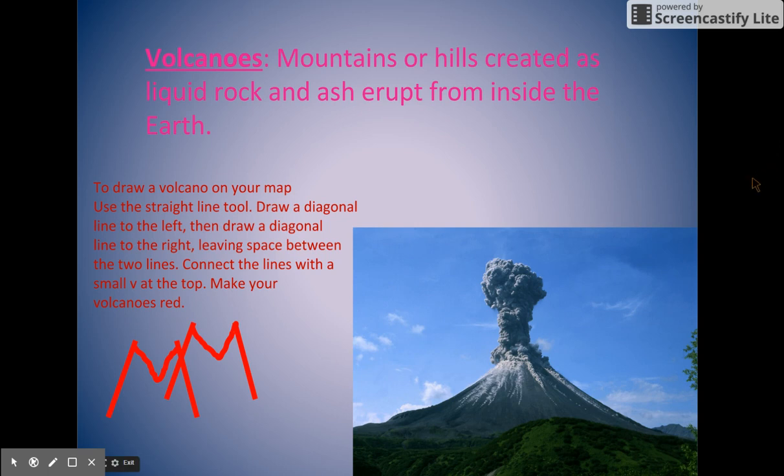Volcanoes are mountains or hills that are created as liquid rock and ash erupt from inside the earth. To draw a volcano on your map, again, you're going to use the straight line tool, and you're going to leave space as you draw the diagonal line on the left and the diagonal line on the right. I've found it's easiest to switch to the freeform tool and connect the lines with a small V at the top. Volcanoes should be red.